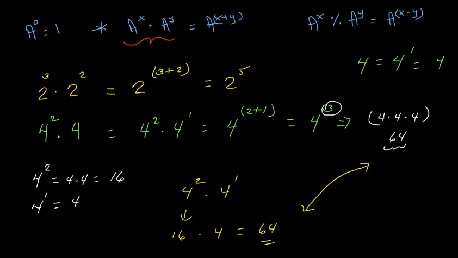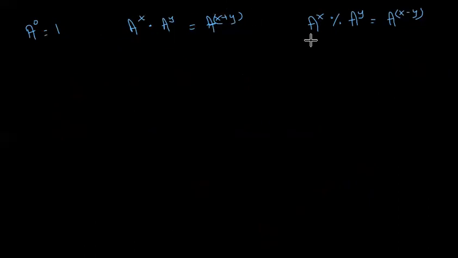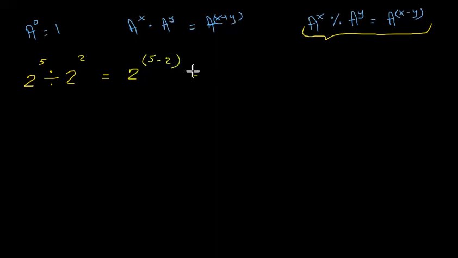Now let's take a look at the division. All right, so what if I had 2 to the 5th divided by 2 squared? According to my law, same base, make sure it's the same base, I'm going to subtract the powers. So I'm going to have 2 to the 5 minus 2. Hence, I'm going to have 2 to the third power. And by now, we should realize that is 2 times 2 times 2, which is 8.